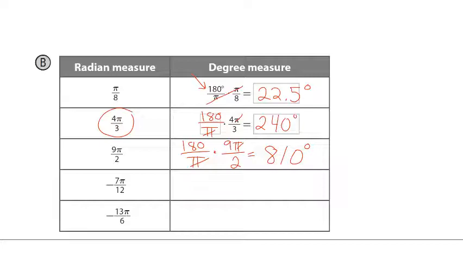Okay, 2 more here. Remember, you can press pause and stop it so that you have time to practice with the calculator if you need to, or even try the next 2 and then double check answers. 180 over pi times negative 7 pi over 12. Pi's cancel. Put that into the calculator. Do not lose your negative. So you will get negative 105 degrees.